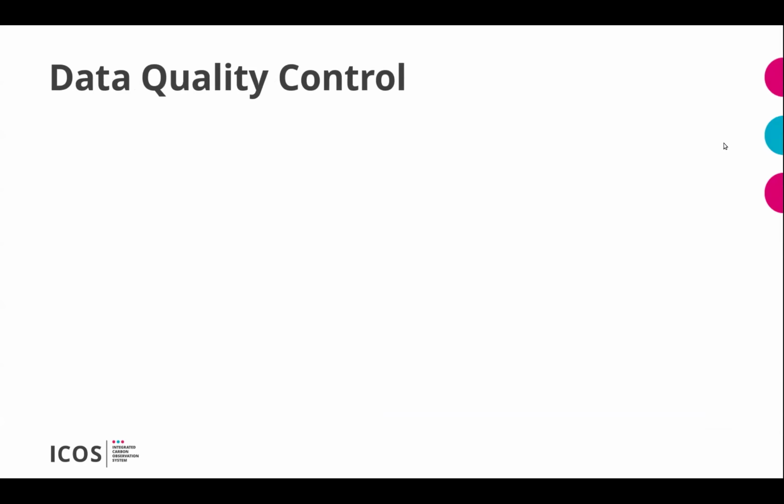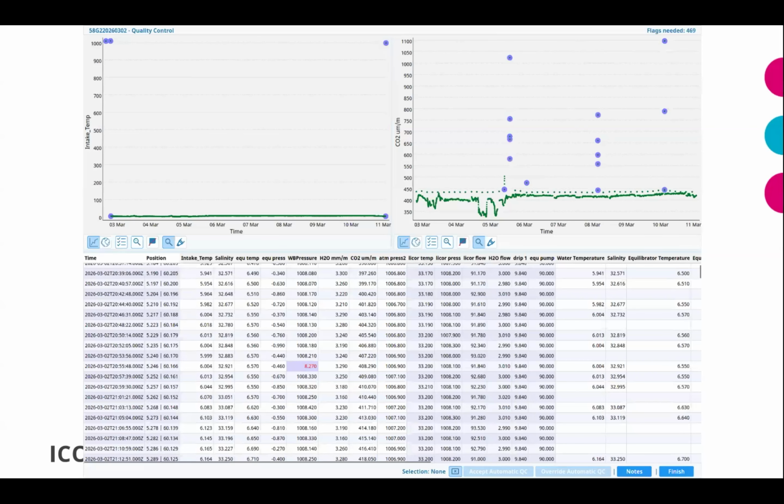Once you've done that, we've got a data set that's ready to quality control. So we have a fairly big screen here, which has a lot of stuff on it. There are 2 plots at the top, which I'll get to in a minute. And at the bottom is the data, all the data from your instrument.